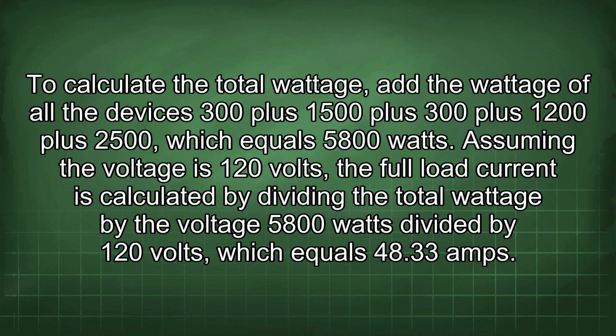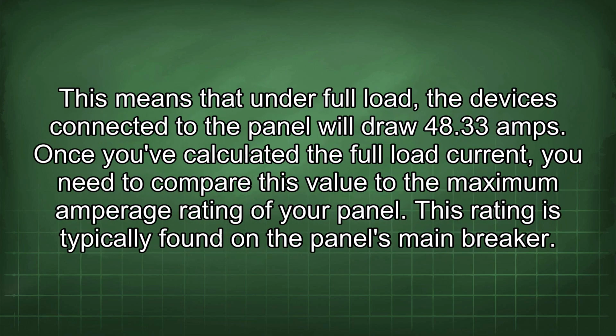Assuming the voltage is 120 volts, the full load current is calculated by dividing the total wattage by the voltage: 5800 watts divided by 120 volts, which equals 48.33 amps. This means that under full load, the devices connected to the panel will draw 48.33 amps.